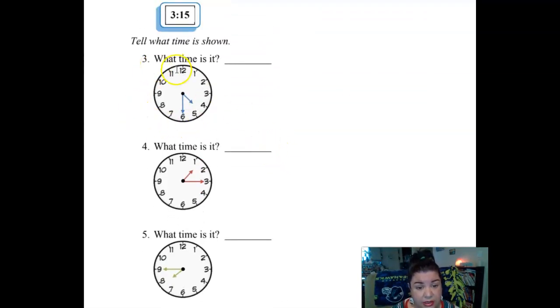Look at these clocks. What time is shown on this? What do you think? Okay, so you might want to get your whiteboard out and think about it. Write the time on your whiteboard and then come back to the video to check to see if you're correct. Okay, so pause it now so you can write down the time.